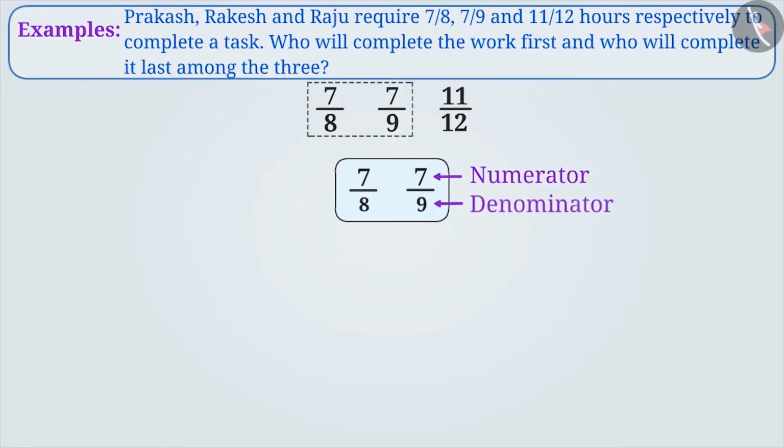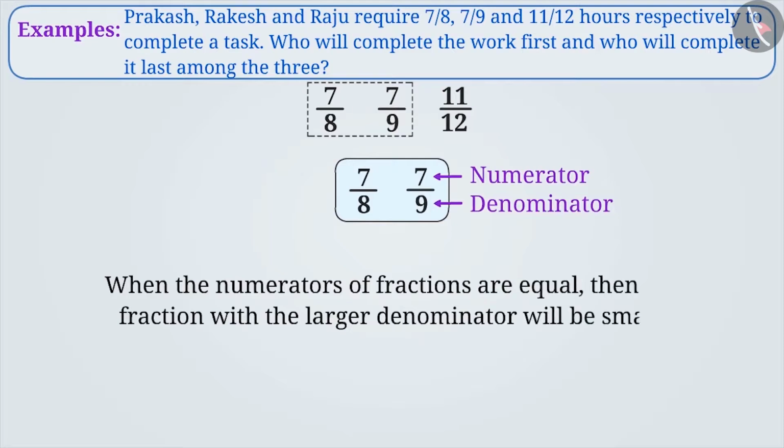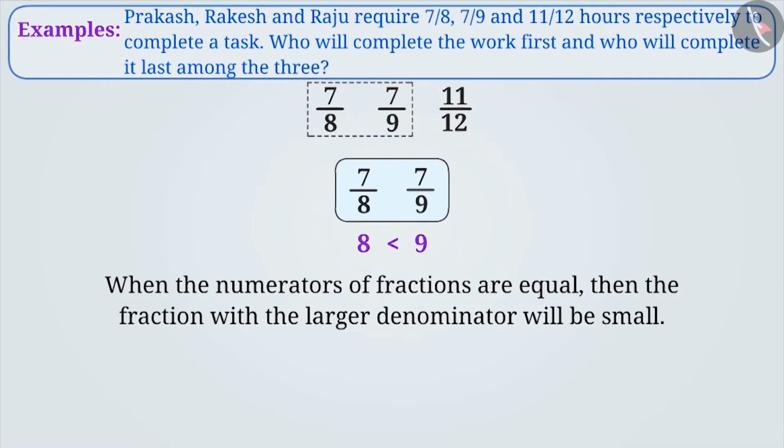When the numerators of fractions are equal, then the fraction with the larger denominator will be the smaller one. Since the denominator 9 of 7/9 is greater than the denominator 8 of 7/8, the fraction 7/9 is smaller than 7/8.